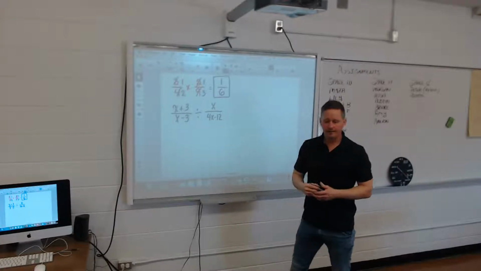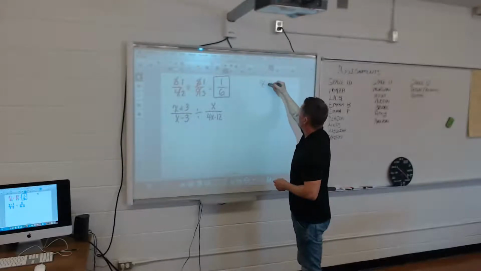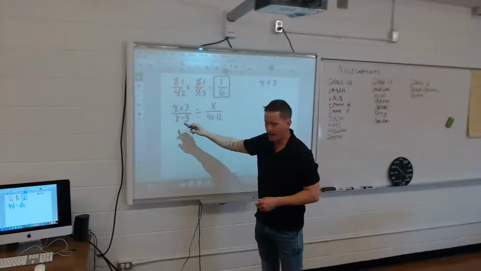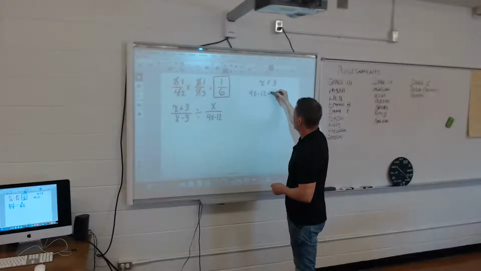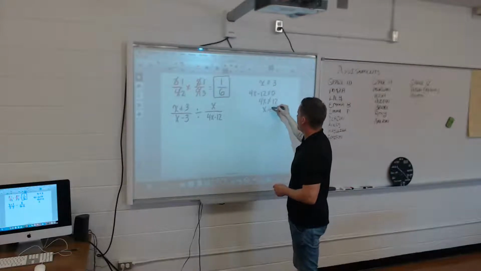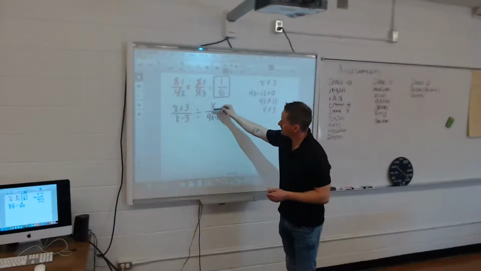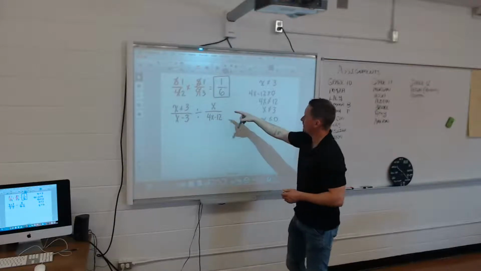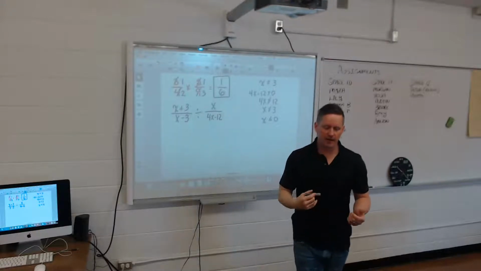So at this point, I could find my non-permissible values. So I see that x can't equal 3. I know that one from this guy, right? This one here, I'd have 4x minus 12 can't equal 0. 4x can't equal 12. X can't equal 3. So it's the same one. And then I have to remember, because I have to flip this, that x also cannot equal 0 because I have to flip that fraction, right? So that's the first thing that I may do in this.